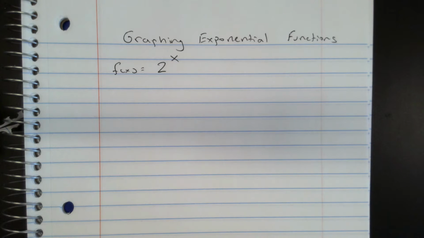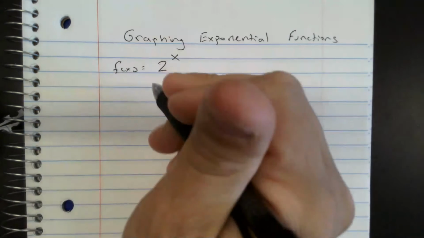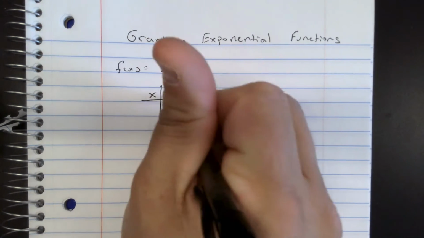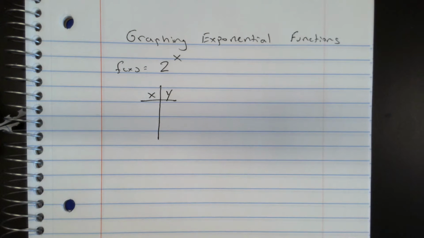Now, this is what it looks like. f of x equals 2^x. The way you're going to be able to graph these is very easily. You're going to make an XY table. They might actually have you graph it. You place 5 dots. So they're going to ask you to place 5 dots.